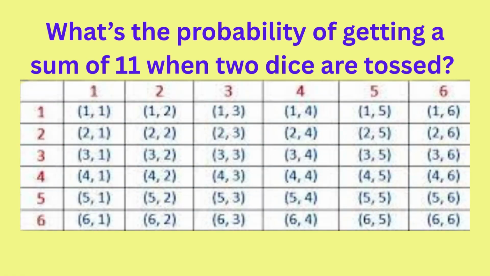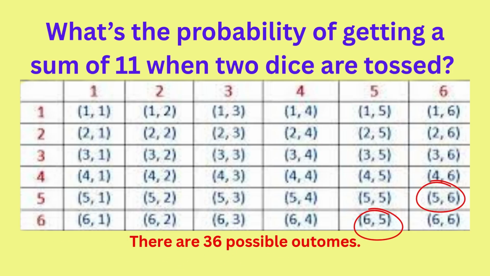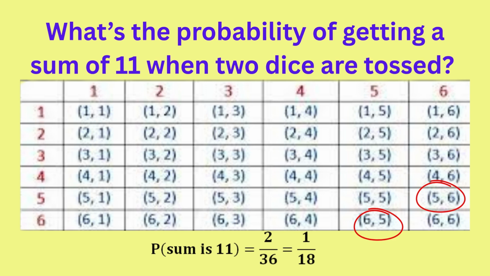Alternately, we could do a visual representation by creating a table showing the sample space, which is the set of all possible combinations on the 2 dice. Notice that there is a total of 6 times 6, that's 36 possible combinations, with only 2 combinations having a sum of 11. That's 2 out of 36, which is 1/18.